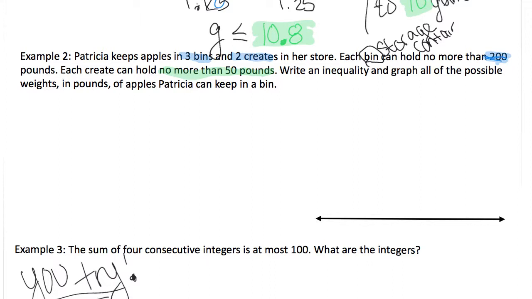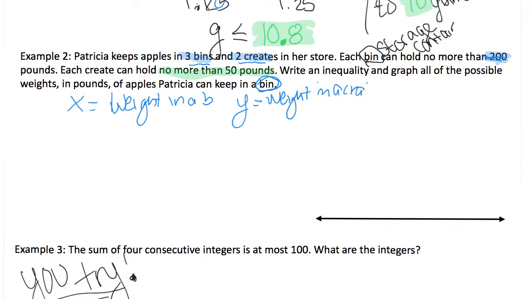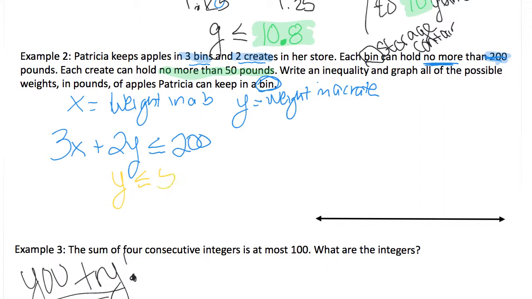Okay, so I'm going to look at that first sentence. It says 3 bins and 2 crates. So I'm going to say x is the weight in a bin, and that's what we're looking for, and y is the weight in a crate. Our first inequality should be 3x plus 2y. No more than means it's got to be less than or equal to 200 pounds. And then our other one is that crates can be no more than 50 pounds either. So we have these two inequalities.